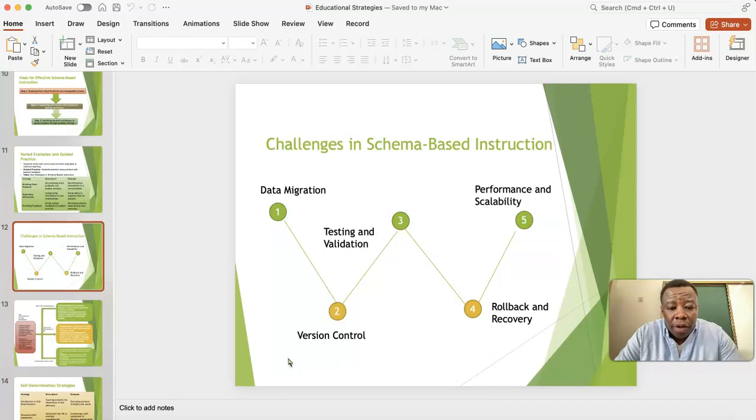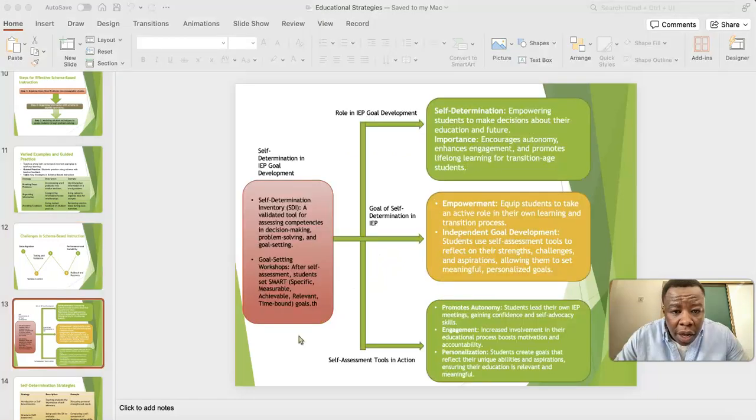I do agree schema-based instruction is a great tool, however, it has its challenges. And the challenges include, but are not limited to, data migration, version control, testing and validation, rollback and recovery, performance and scalability. This slide contains tools that are necessary in empowering transition age students.